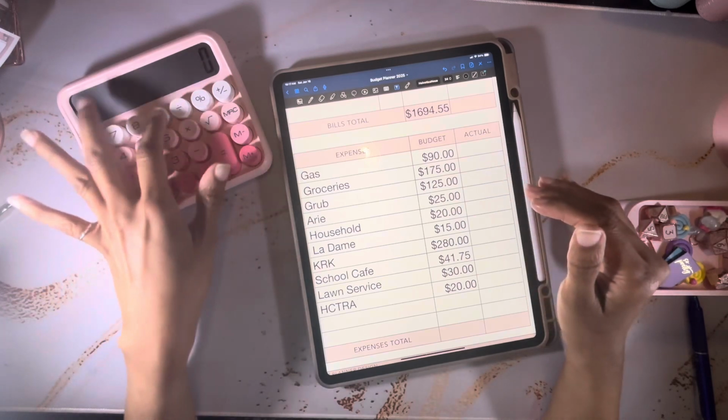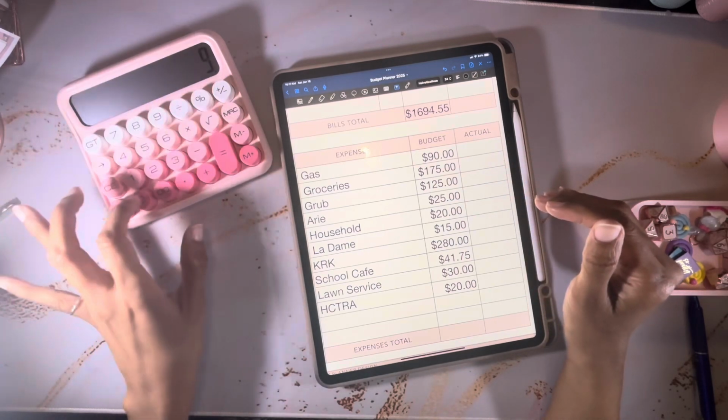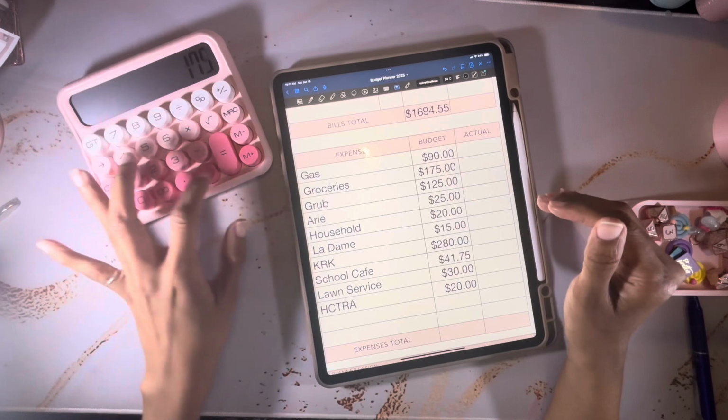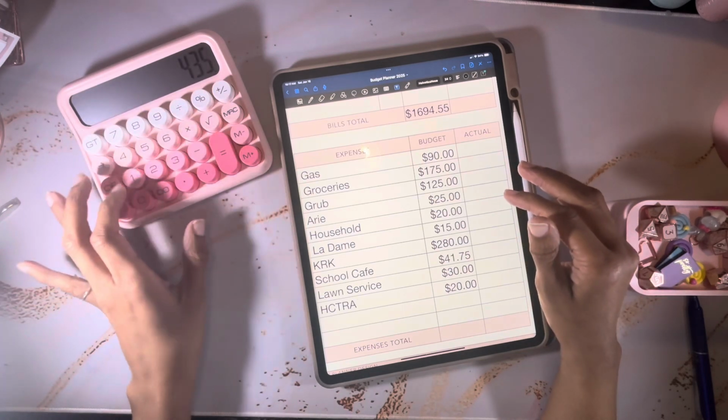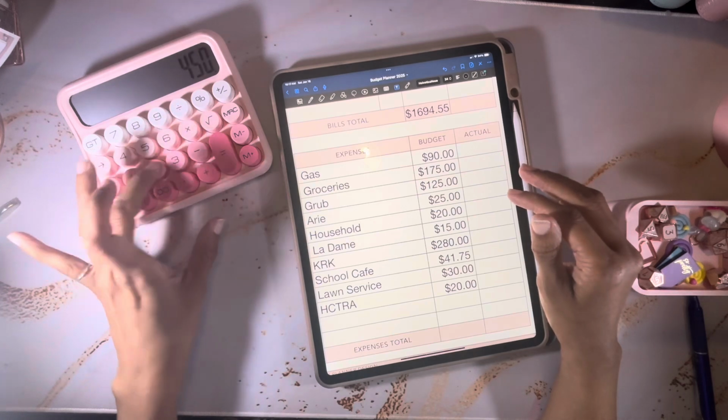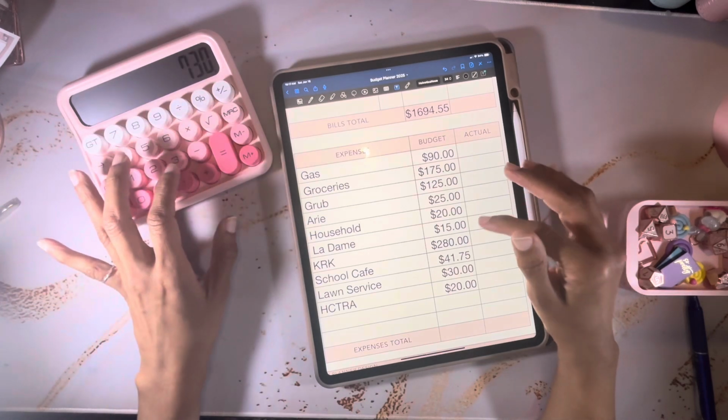So let's go ahead and total this up. 90 plus 175 plus 125, 20, 15, 280.